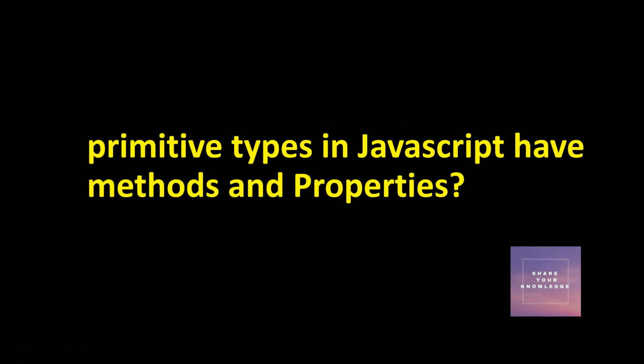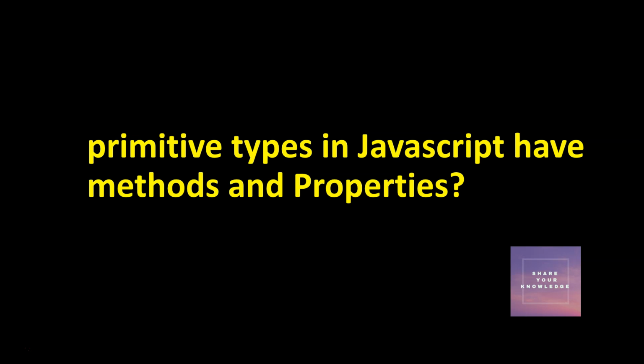Today we will be seeing yet another interesting question in JavaScript. You would have heard primitive types, right? In native languages like Java or C++, a primitive will have methods and properties, but whether the methods and properties are available in case of primitives in JavaScript. Do primitives have methods and properties in JavaScript? That's the question we are going to see.